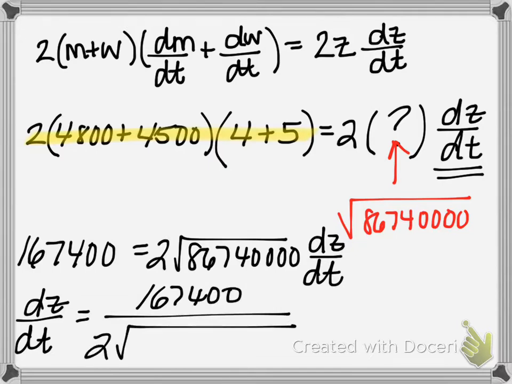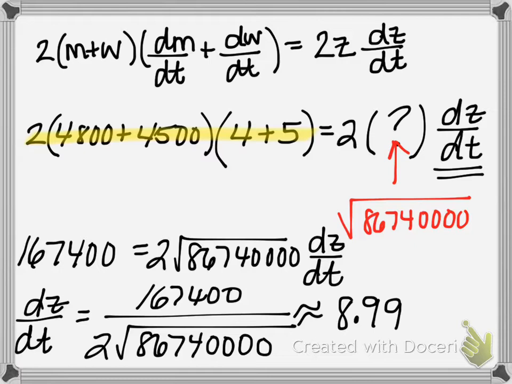So you can type all of this in your calculator and get an approximate answer here, which should be rounded to 2 decimal places, 8.99. And then we finish off with units. Remember, this is the rate at which Z was changing with respect to time, and Z was the distance between the man and the woman, which was measured in feet. So this is feet per second.